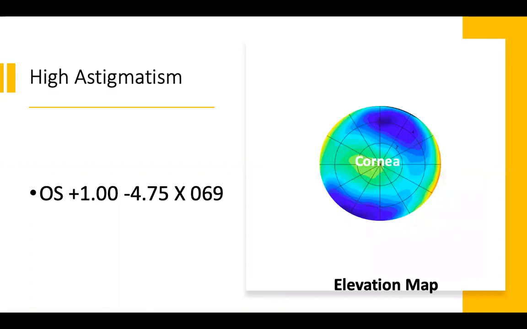What we see here is a patient elevation map of their cornea. And these blue areas indicate where the cornea is steep.